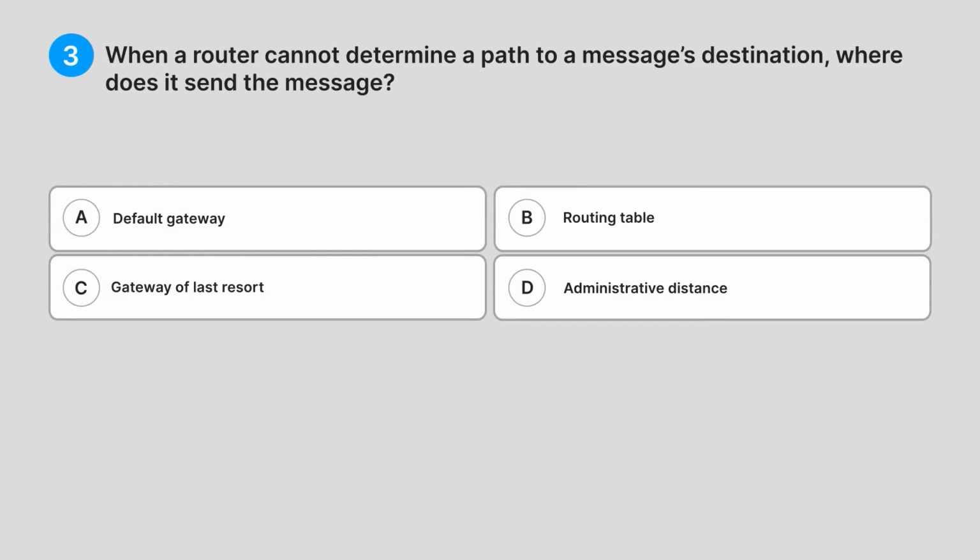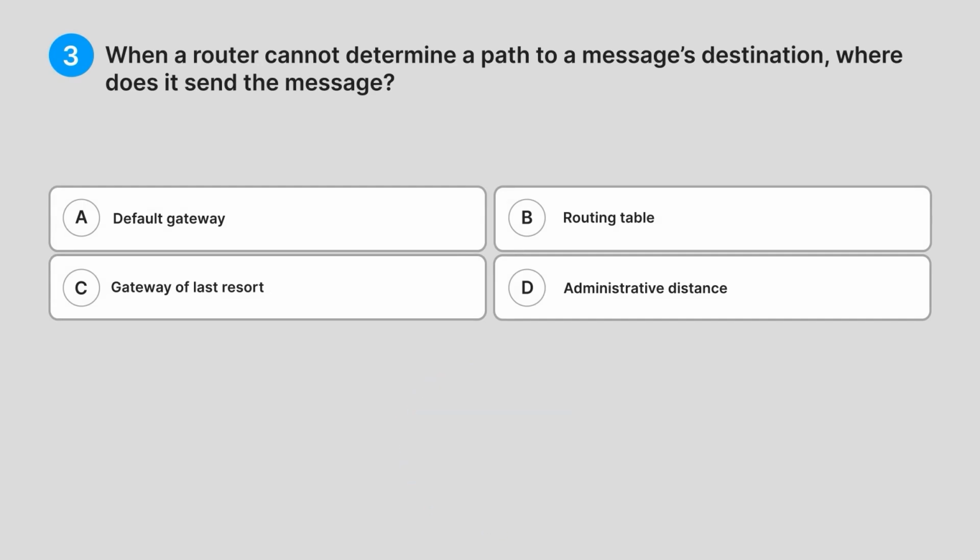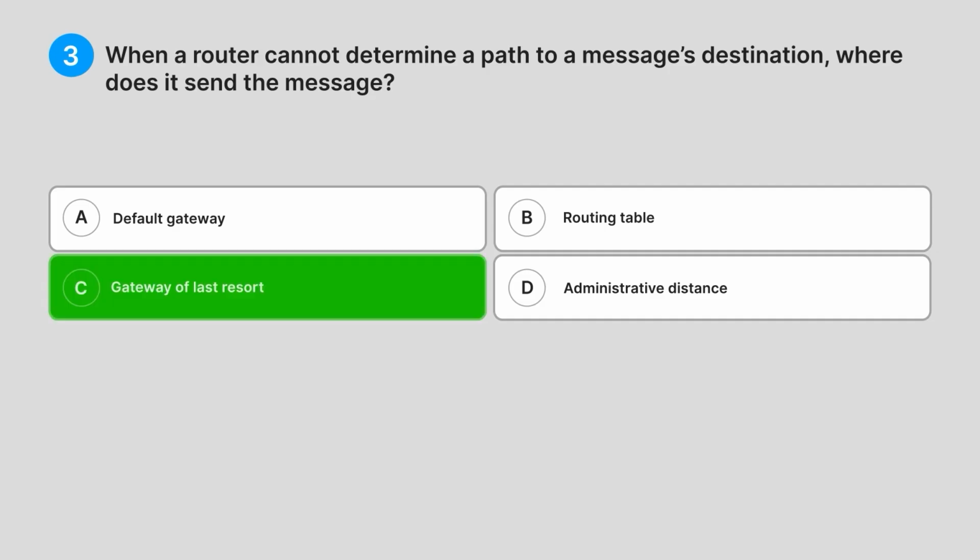3. When a router cannot determine a path to a message's destination, where does it send the message? A. Default gateway, B. Routing table, C. Gateway of last resort, D. Administrative distance. Do you know the answer? Correct answer, C. Gateway of last resort.